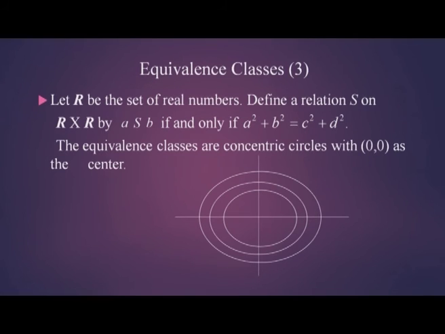Now, we look at the other relation that we considered. So, the equivalence classes here are concentric circles around the origin. So, we will have an infinite number of concentric circles around the origin, which are the equivalence classes corresponding to the equivalence relation S, which, to recall, is that (a, b) and (c, d) are related by S if a square plus b square equals c square plus d square.